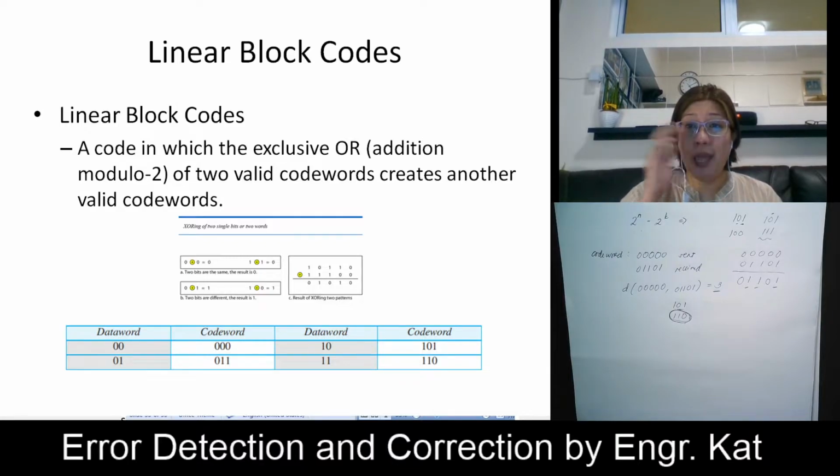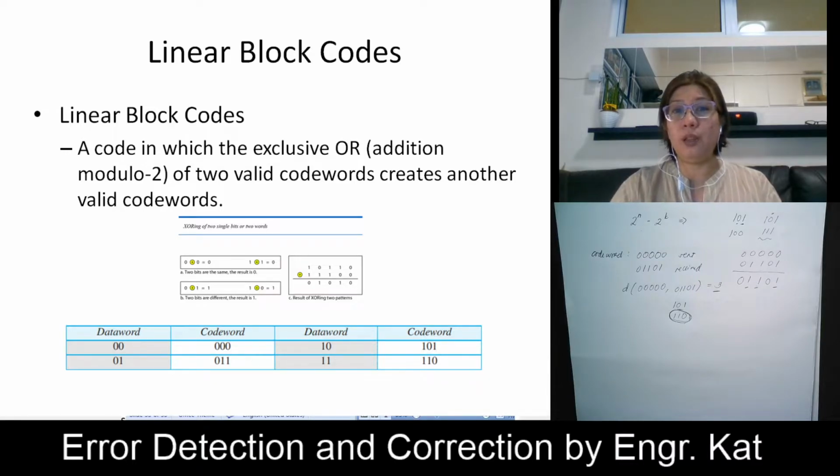So for XORing two single bits or two words: 0 XOR 0 is equal to 0, 1 XOR 1 is equal to 0, 0 XOR 1 is equal to 1, and 1 XOR 0 is equal to 1. So that is XORing two patterns. This is a review, and we will just follow this specific review.